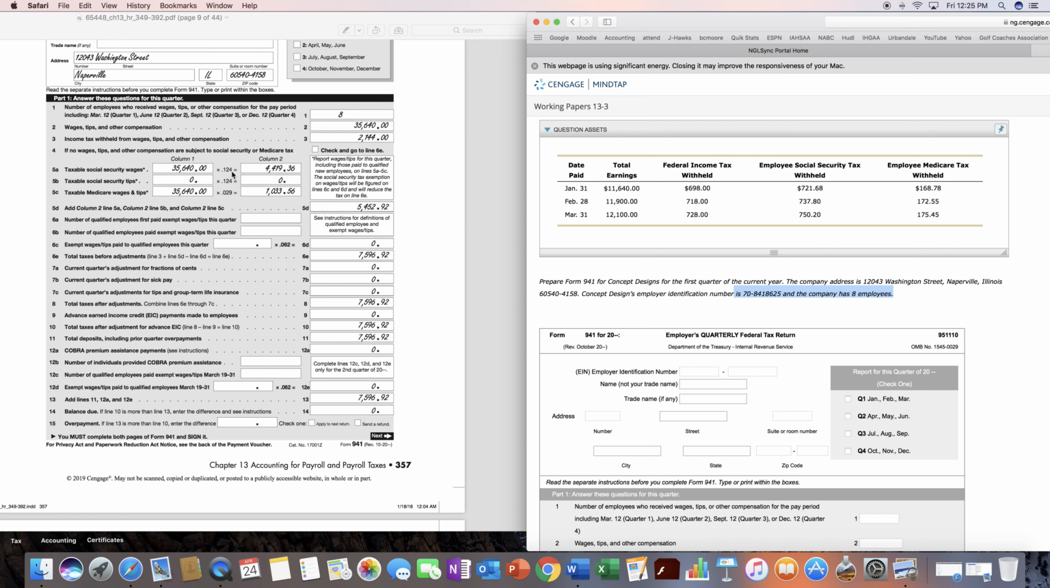Why is it 0.124? Because the Social Security tax is 0.062, but we have to double it because we have employee and employer. We withhold the employee's portion, and we have to match it. So that's why that 6.2% becomes 12.4% of their earnings that they pay out. There are no Social Security tips, so we just put 0. I think you probably have to put zeros in there.